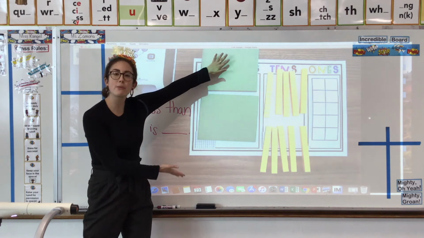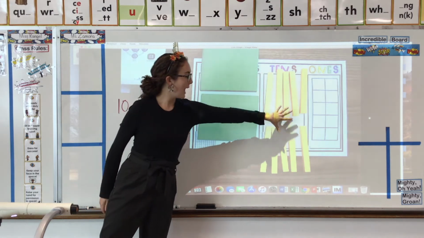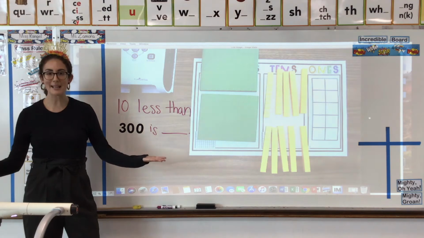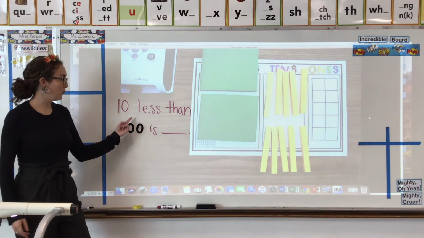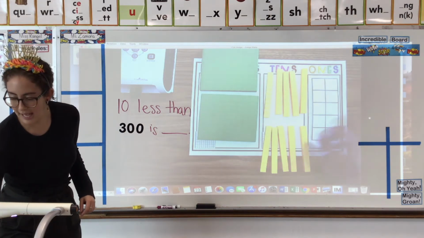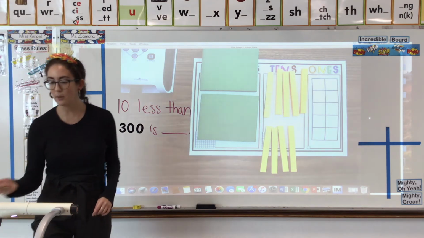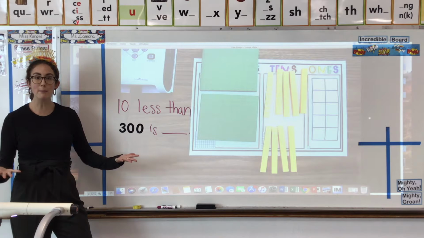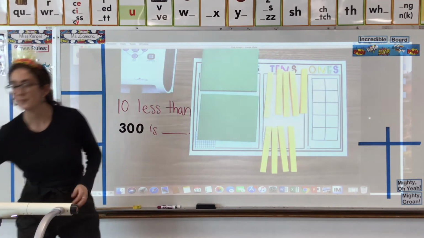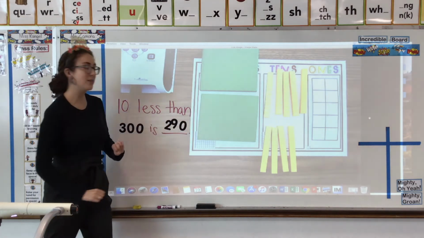So we still have 300 up on our board. We just took one of a larger unit and made it 10 of a smaller unit. And now, second grade, we have 10s that we can take from. So let's go ahead and do that. Can you count 10 less than? Take away a 10. If we take away a 10, what number do we have now? What do we got? 290, with our 9 10s.